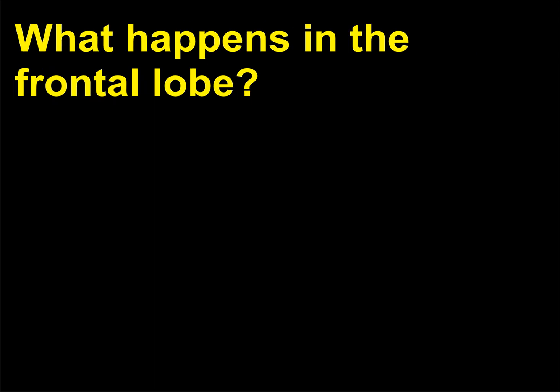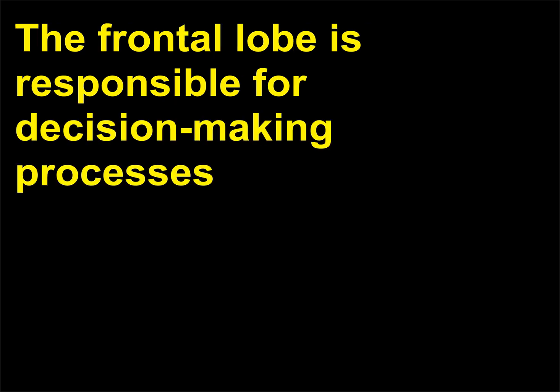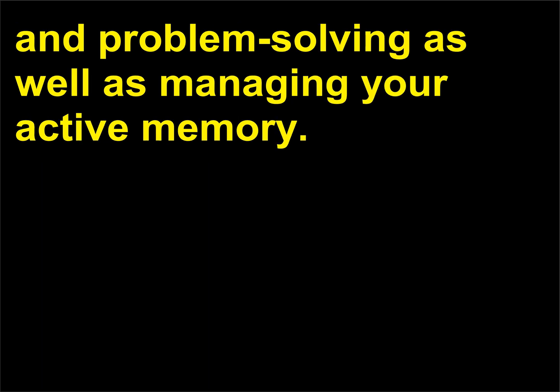What happens in the frontal lobe? The frontal lobe is responsible for decision-making processes and problem solving as well as managing your active memory.